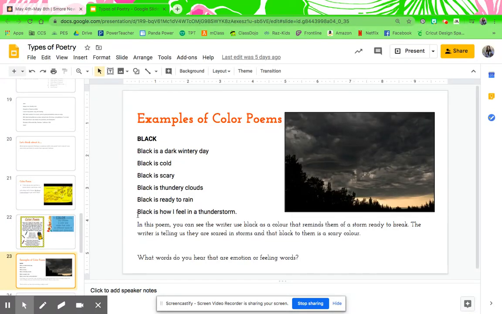Black is a dark, wintry day. Black is cold. Black is scary. Black is thunderous clouds. Black is ready to rain. Black is how I feel in a thunderstorm.